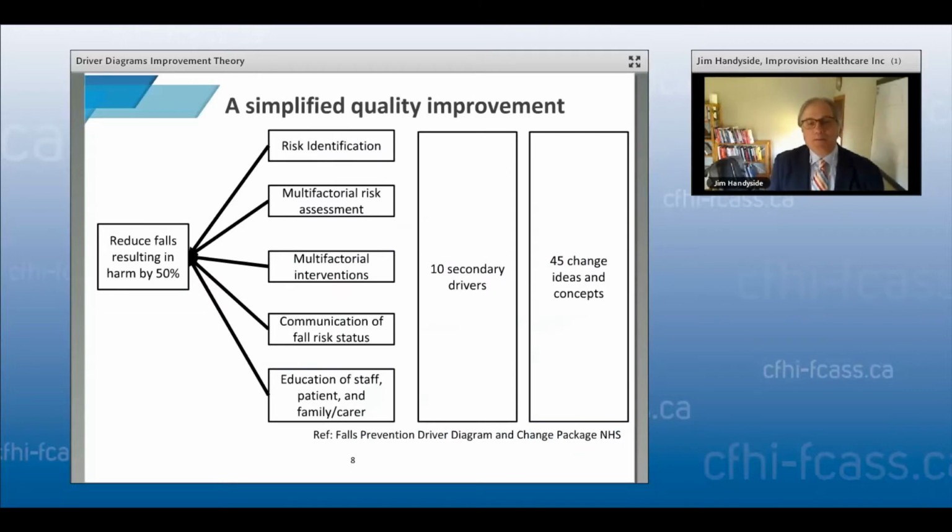We move to quality improvement, a much bigger scope, organizational scale. Let's say reducing falls resulting in harm. This driver diagram change package was put out by the National Health Service in the UK. It itemizes 5 drivers that are based on some evidence, and then they identified 10 secondary drivers and 45 ideas and concepts underneath all of those. I don't draw that driver diagram here. It would be too small to read. What I want to say is that it's a starting point for the construction of your own theory about how you can reduce falls.